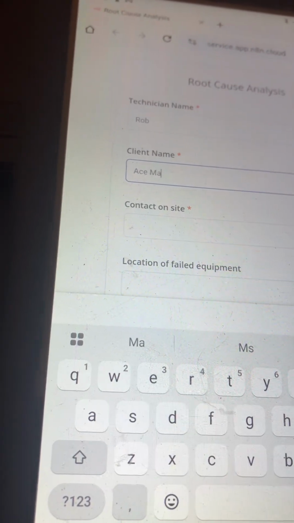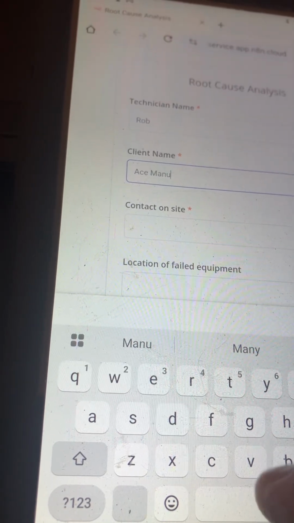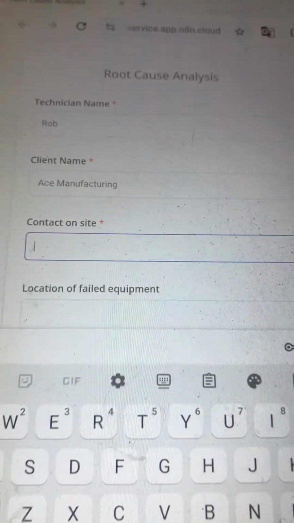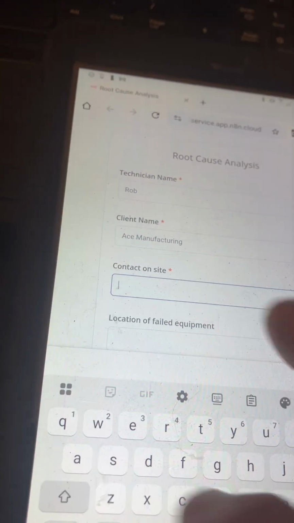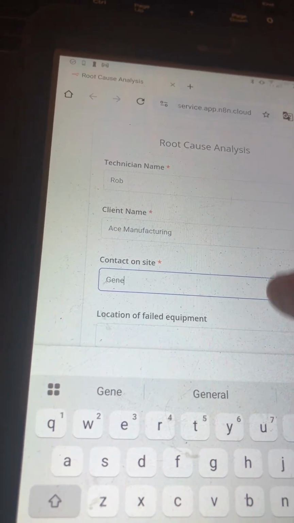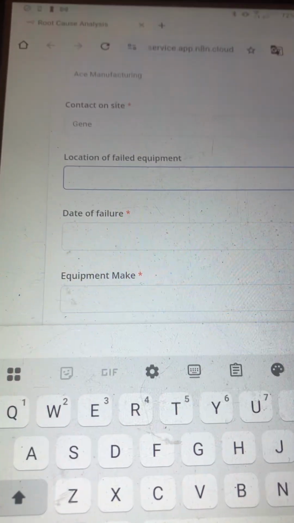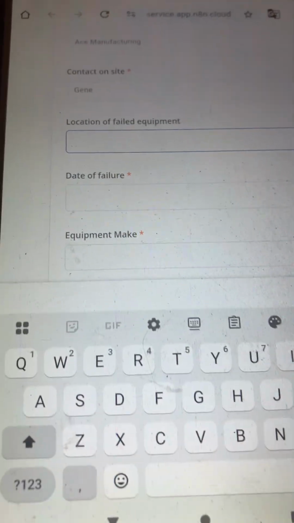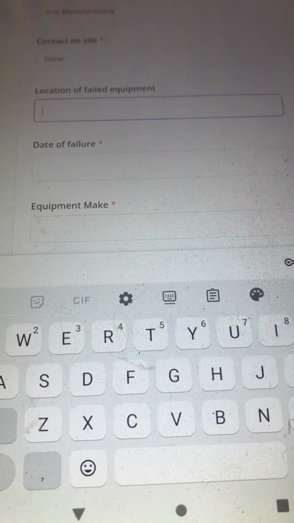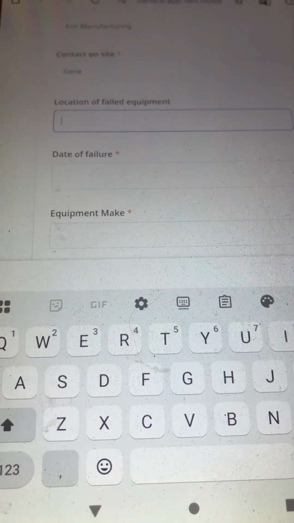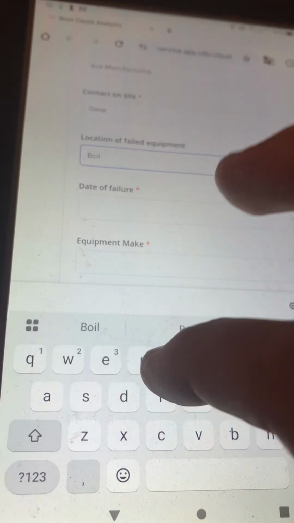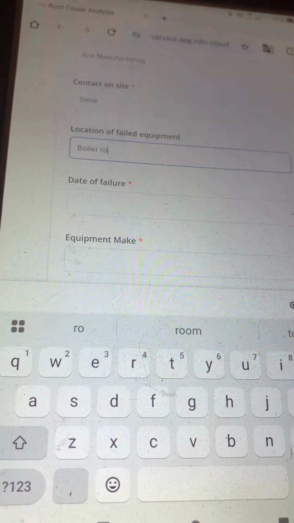Ace Manufacturing, contact on site. Let's say that's a fella named Gene. Location of failed equipment. I put that in there just in case it's a site that has multiple buildings or something like that. You can say it's in building 5, or maybe in this case it's in the boiler room, whatever.